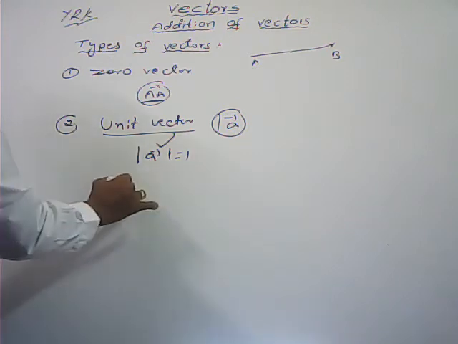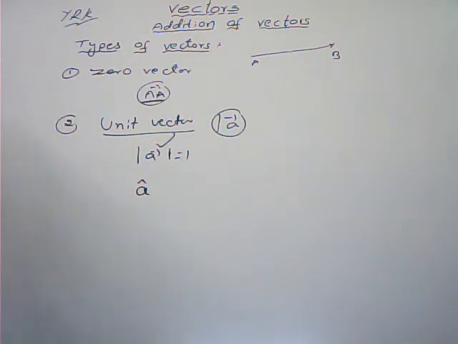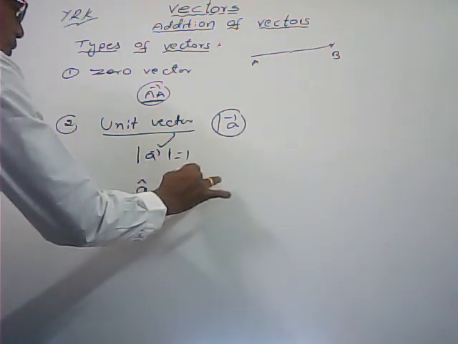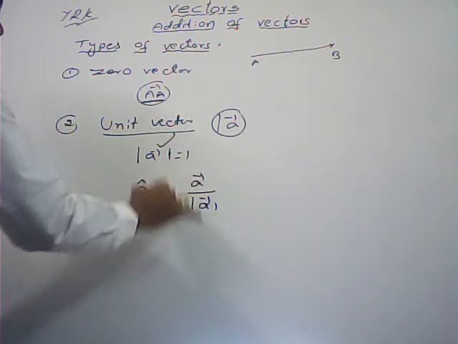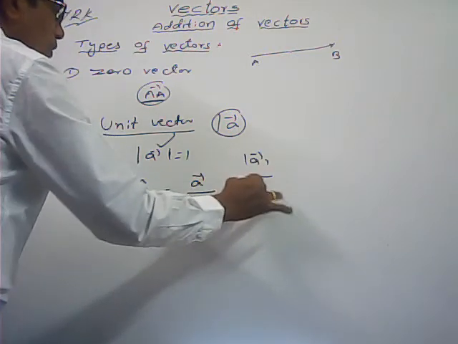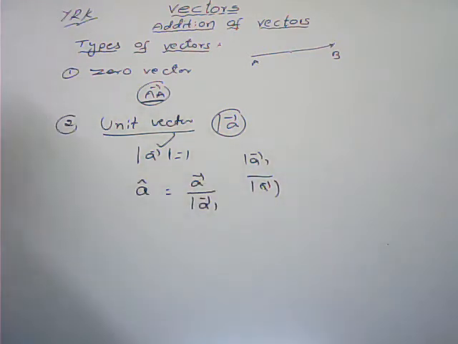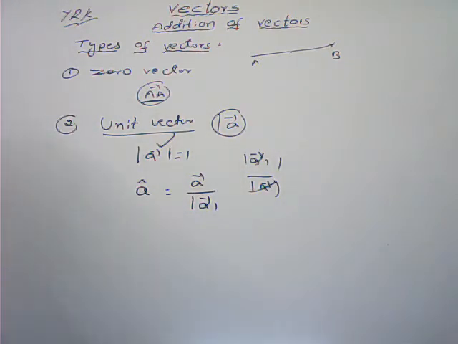Now here I want a unit vector. Generally we write a cap. A cap is the unit vector. The unit vector in the direction of a bar, we can write as a bar divided by its modulus. If I take the modulus of this, modulus of a bar by modulus of a bar, these two get cancelled, and we get 1.